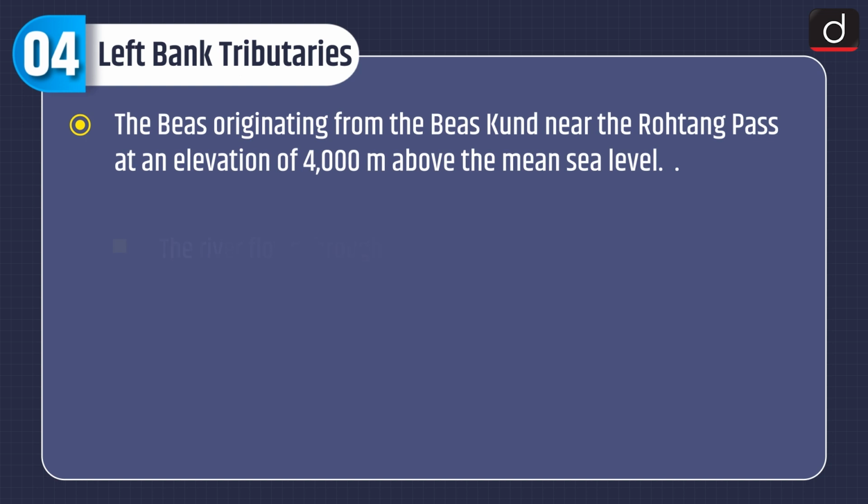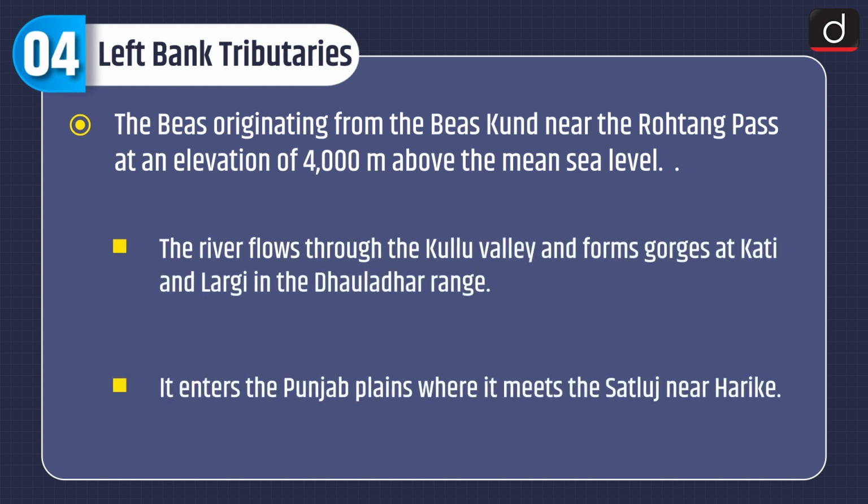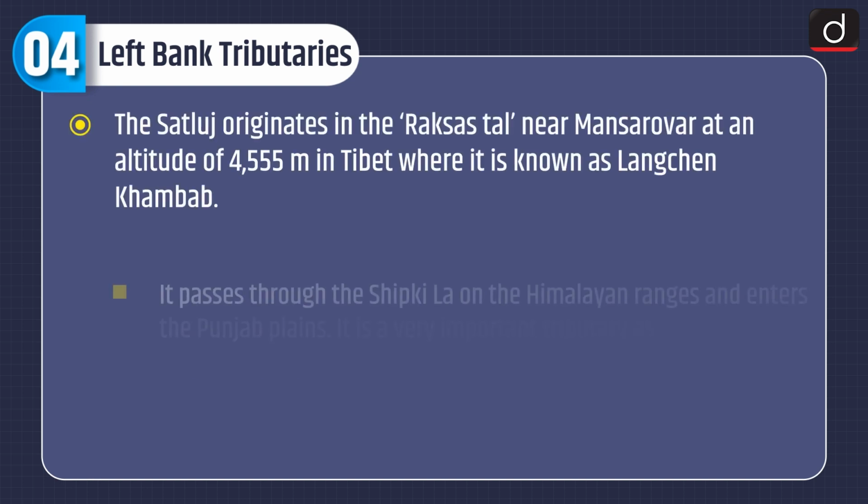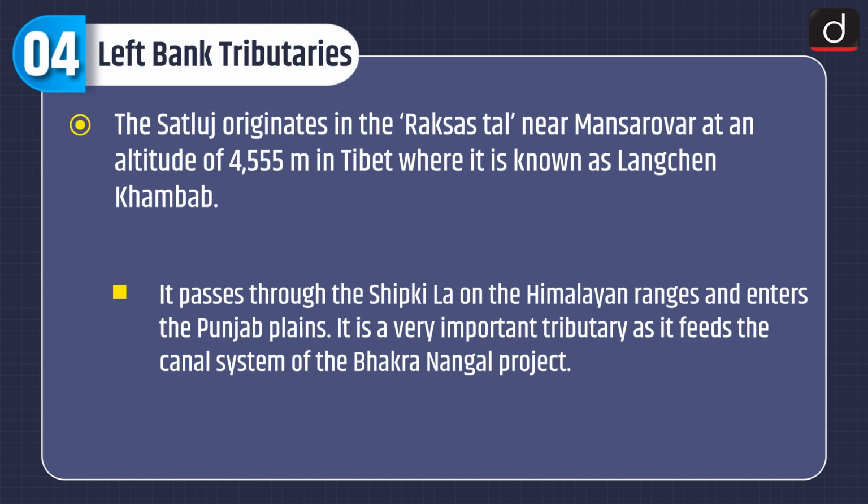The Beas originates from the Beas Kund near the Rohtang Pass at an elevation of 4,000 meter above the mean sea level. The river flows through the Kullu Valley and forms gorges at Kati and Largi in the Dhauladhar range. It enters the Punjab plains where it meets Satluj near Harike. The Satluj originates in the Rakshastal near Mansarovar at an altitude of 4,555 meter in Tibet, where it is known as Langchen Khambab. It passes through the Shipki La on the Himalayan ranges and enters the Punjab plains. It is a very important tributary as it feeds the canal system of the Bhakra Nangal project.